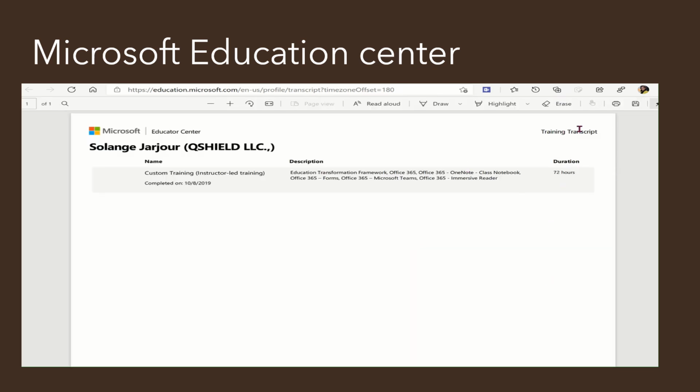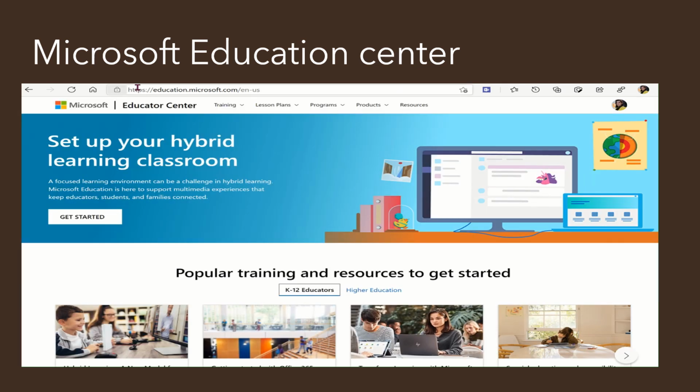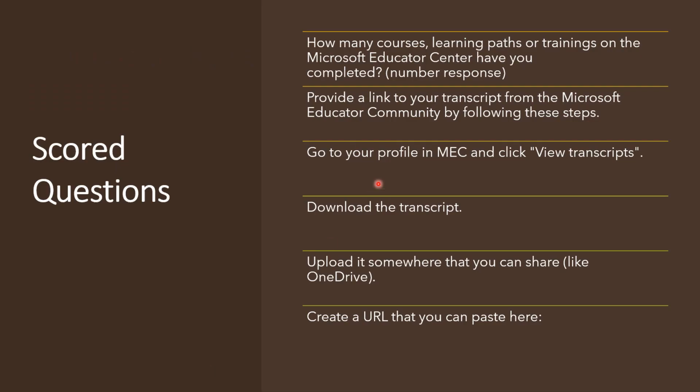Now this is a PDF, so make sure that you save it on your desktop and then you can upload it later on. We reach the first part of the scored questions. The first question is how many courses and learning paths have you done on the Microsoft Educator Center? So here you have to put just numbers.